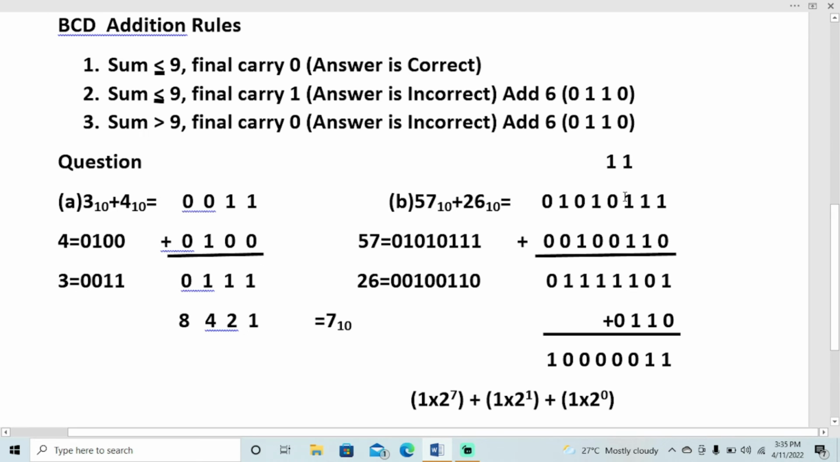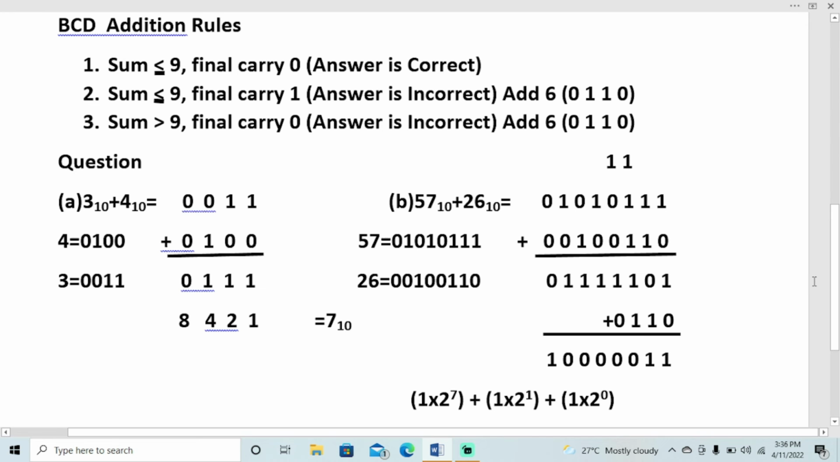Of course, applying the binary addition rules, you will get a number that looks like this. By the looks of it, this is greater than 9, and there is no final carry, which means it applies to the third rule, where you just have to add 6, which is 0, 0, 1, 1, 0, which after you add, you will get 1, 0, 0, 0, 0, 1, 1.